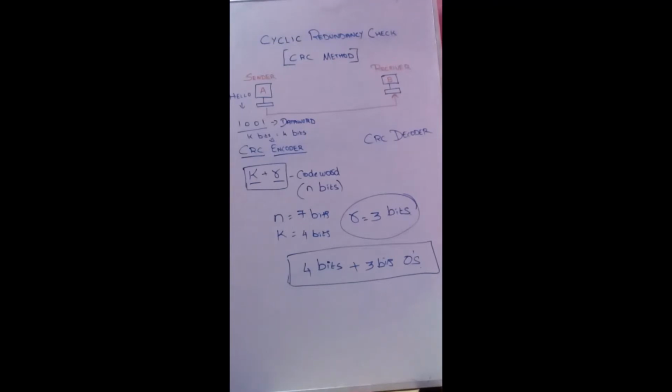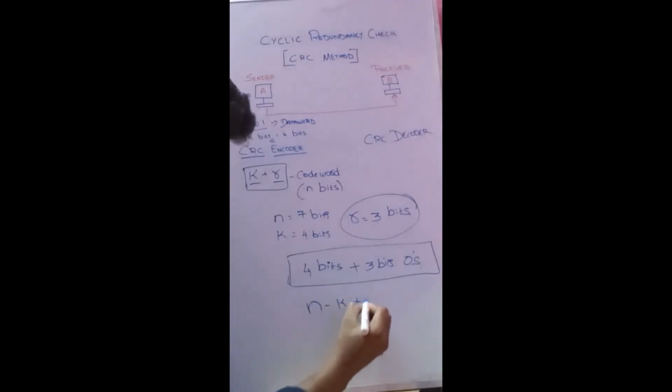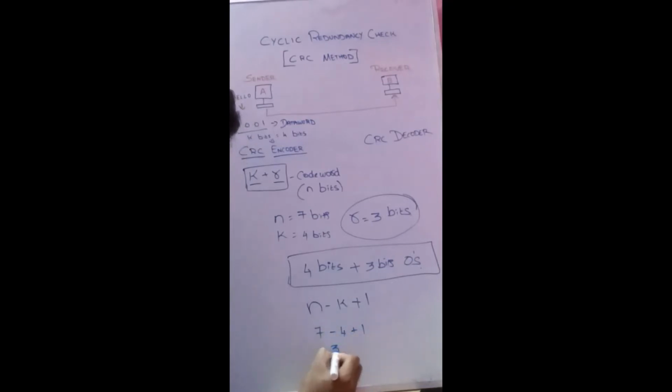Here we have a predefined and agreed upon divisor, and we need to think about the divisor size. The divisor size will be n minus k plus 1. We already know n is 7 and k is 4, plus 1. That means we're going to have a 4-bit divisor used along with the modulo 2 division performed at the CRC encoder side. We'll look at the modulo 2 division at the CRC encoder side first, then we'll see how the CRC decoding process happens.